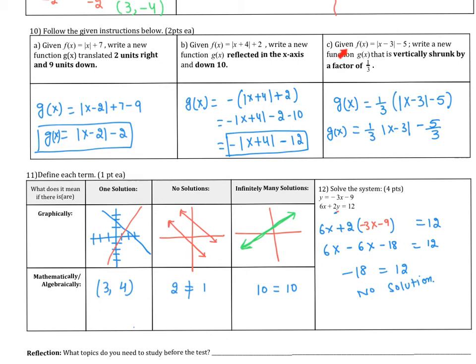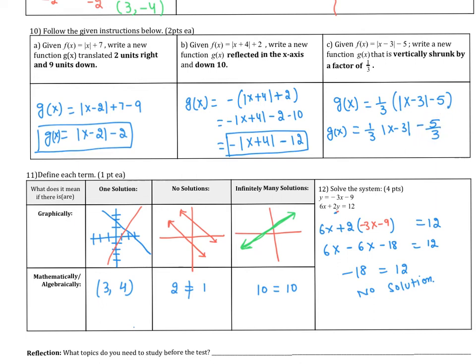Letter C. Given the function absolute value of x minus 3, minus 5, write a new function g(x) that is vertically shrunk by a factor of 1 over 3. Vertical shrink and vertical stretch mean that you're going to multiply the entire function by that number. So this is my function, and I'm going to multiply 1 over 3 to the entire function. Distribute the 1 over 3 inside. So this is going to be 1 over 3 absolute value of x minus 3, minus 1 over 3 times 5, which would be 5 over 3.